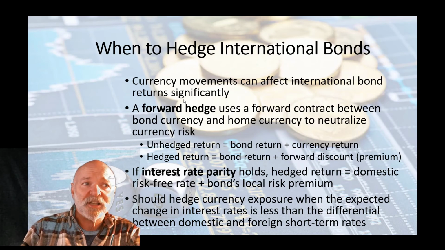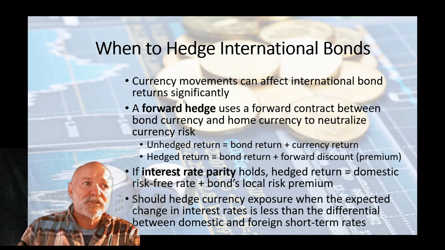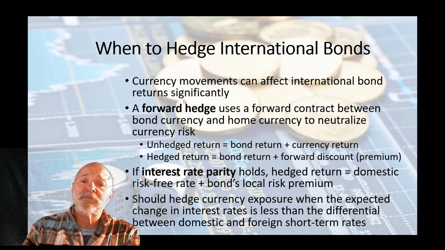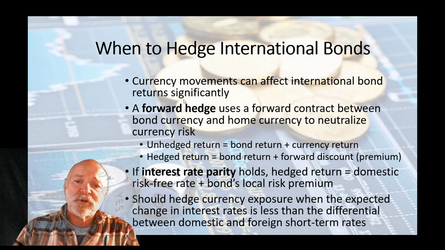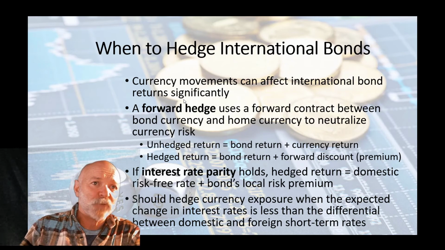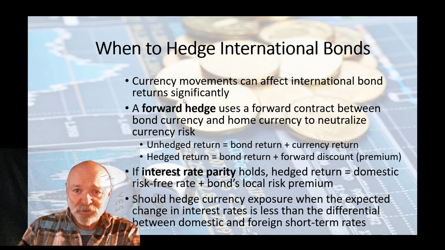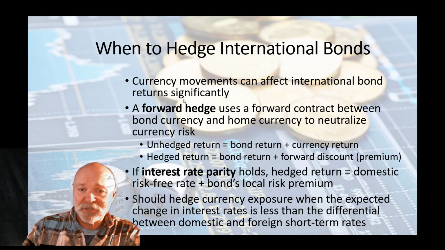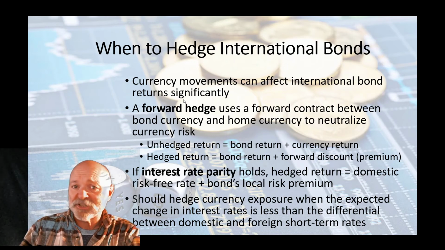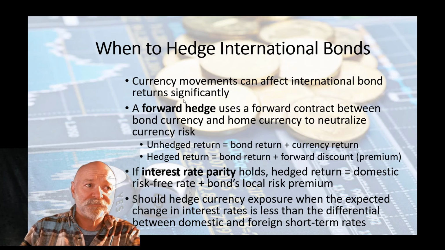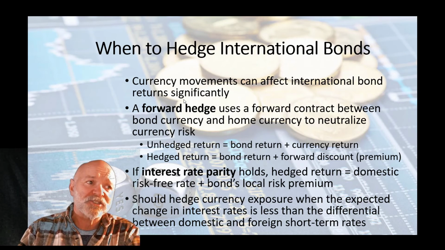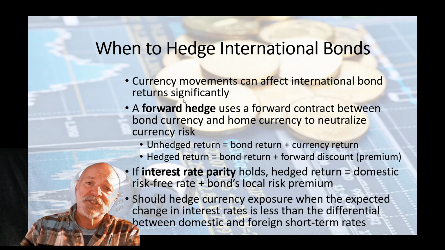unexpected changes in currency. And so if we look at our overall return, it's essentially the bond return plus the return from the currency. If we use a hedge, it's going to be the bond return plus the forward premium or forward discount. If we follow the interest rate parity rules that we discuss in international finance, and we discussed a couple of weeks ago in an earlier video, our hedged return is essentially going to be the same as the domestic return plus the bond's local risk premium.